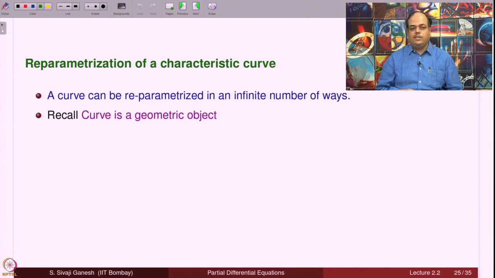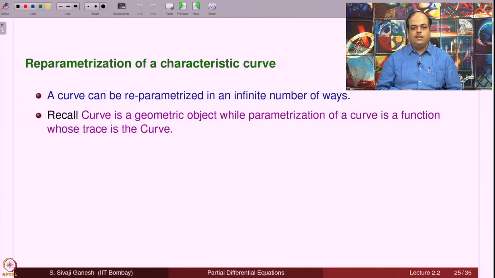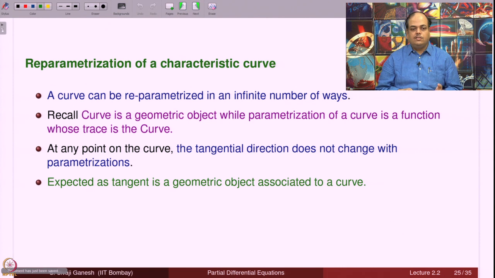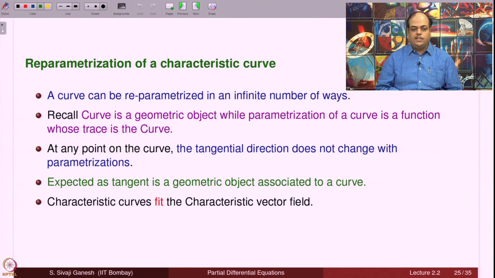A curve is a geometric object, the image is a curve, that is a geometric object, while a parameterization is a function whose trace is the curve. So, at any point on the curve, the tangential direction should not change with parameterization, because the tangent is a geometric object associated to a curve. Characteristic curves fit the characteristic vector field. That means you have a characteristic vector field, and characteristic curves are precisely those curves at each of whose points the tangent is the characteristic direction. This is not coming under reparameterization, but we wrote this because we will use this.